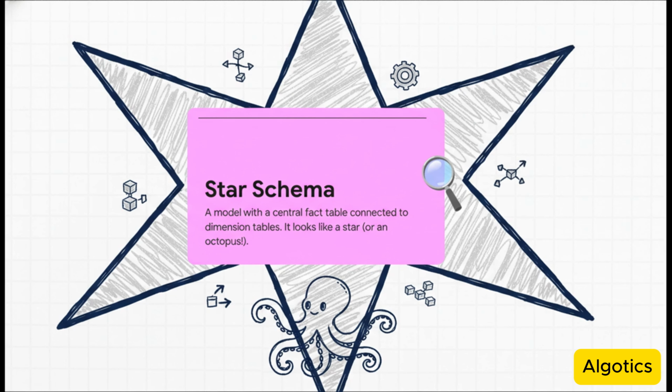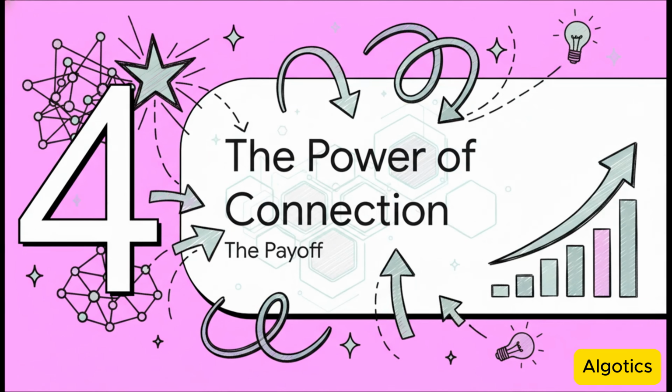You've got the fact table in the middle, and the dimension tables radiate out from it like the points of a star. Or, as the source material funnily points out, it also kind of looks like an octopus. Whichever visual helps you remember, this is the absolute gold standard for this kind of work. All right, so we've built this elegant thing. But why? What's the big deal? What's the payoff? This is where we get to see the real magic happen.